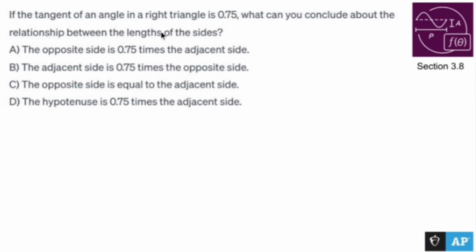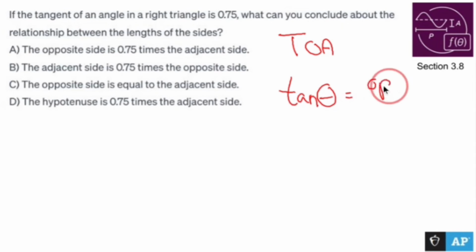If the tangent of an angle in a right triangle is 0.75, what can you conclude about the relationship between the lengths of the sides? So let's go back to geometry and remind ourselves of SOHCAHTOA. TOA means that the tangent of an angle equals the opposite side over the adjacent side. Now, this has to do with right triangle trigonometry. So it also tells us that the tangent of an angle is 0.75.